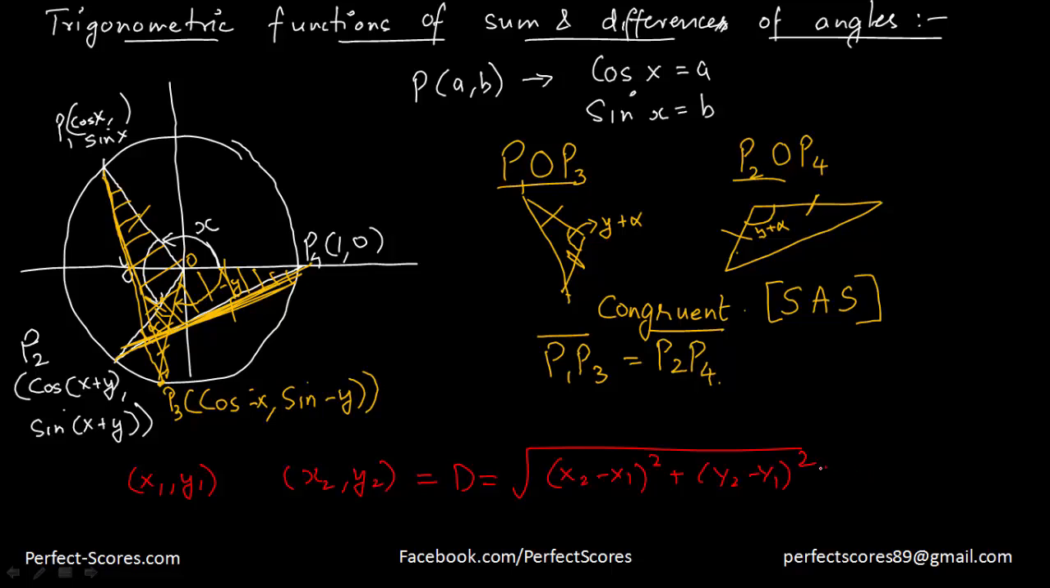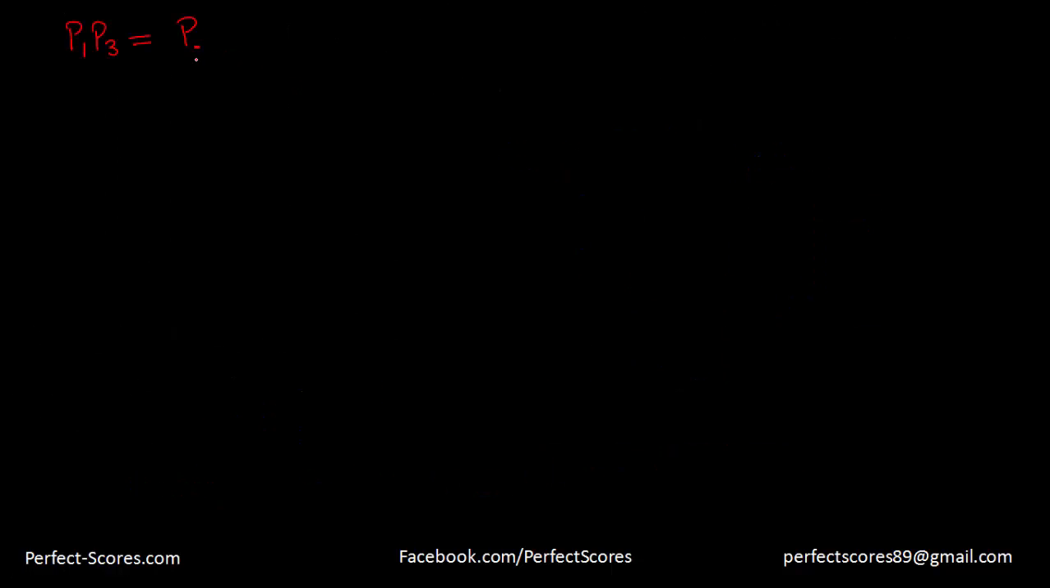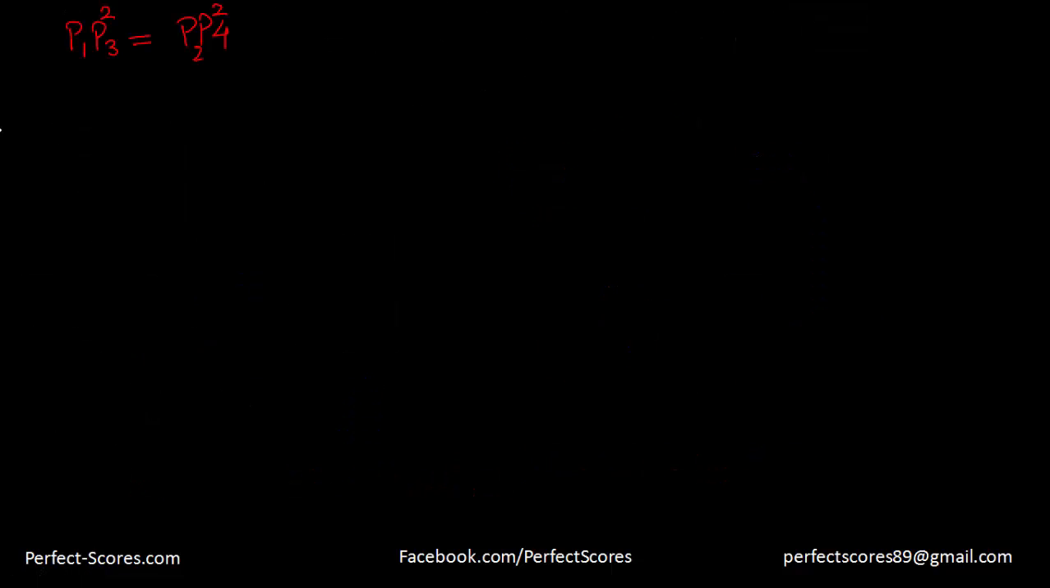And since we know that the distance of P1, P3 is equal to the distance of P2, P4, and since the distances are equal, even the squares of the distances are going to be equal, right? That is something which is going to be true. Now what is P1, P3? So I'm just going to write down the points here.